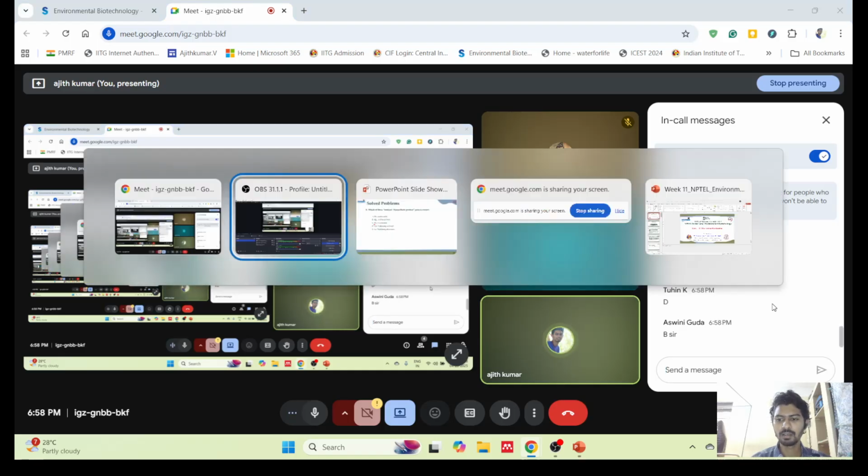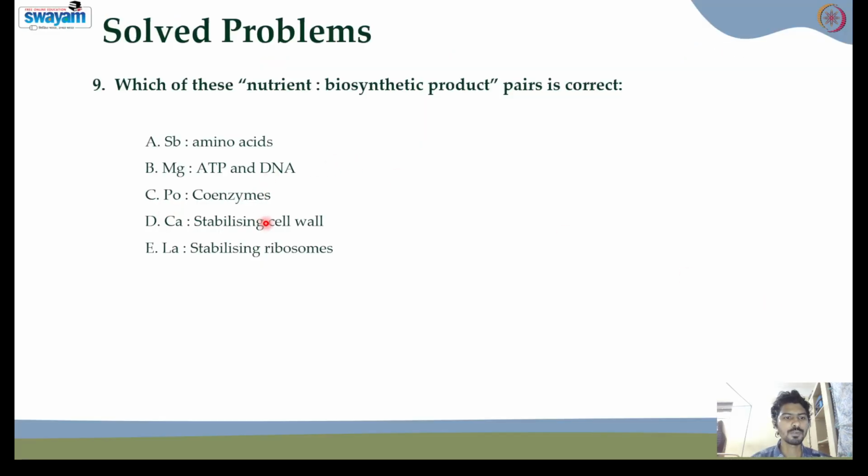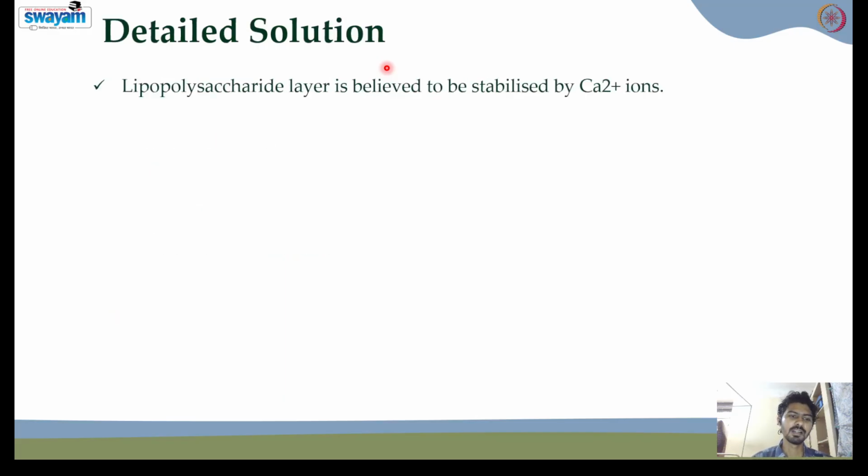Option D, okay. Option B, okay. Option D and option B. Okay. Here you have to observe the nutrient and their function, the biosynthetic product. So the correct answer is option D, calcium. Why is it so? Because lipopolysaccharide is believed to be stabilized by the presence of calcium ions.